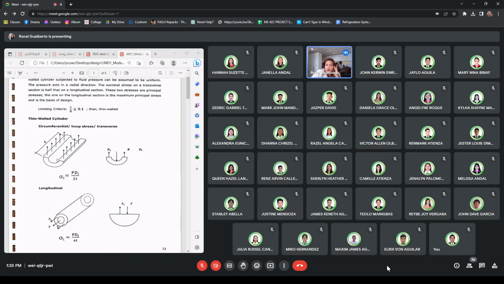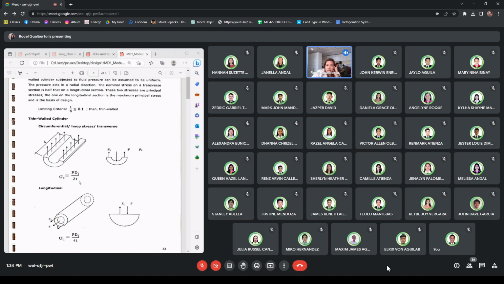So the stress here, po, is measured using this equation, PD over 2t. P is the pressure, D would be the inside diameter, and t is the thickness. This other one, naman po, is the cylinder that we cut along the length. And we come up with the stresses in that portion, and that would be called the longitudinal stress, PD over 4t.